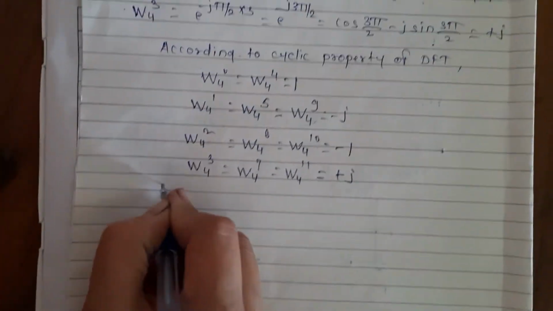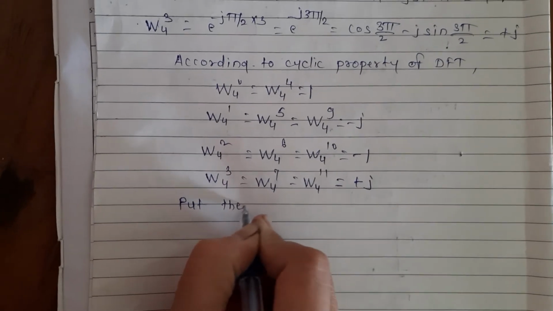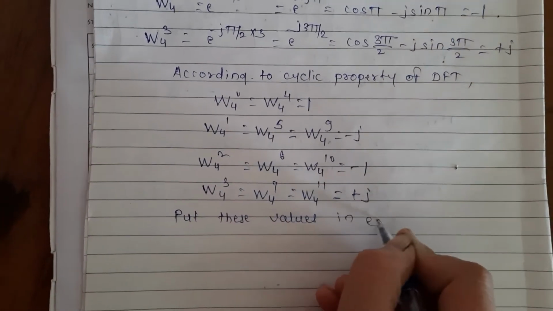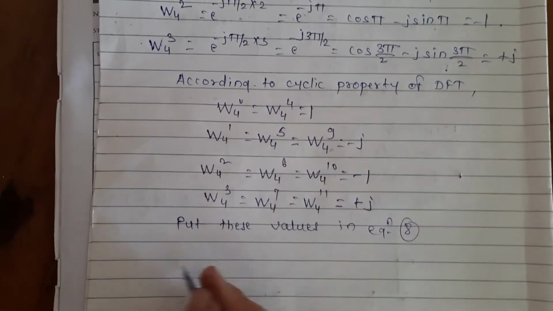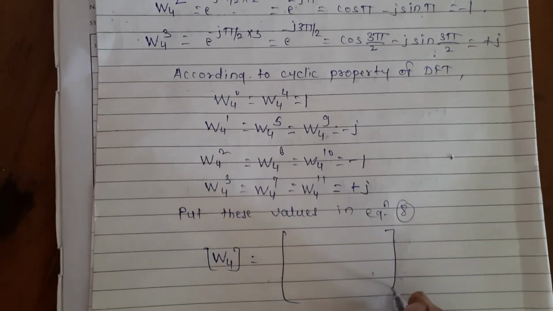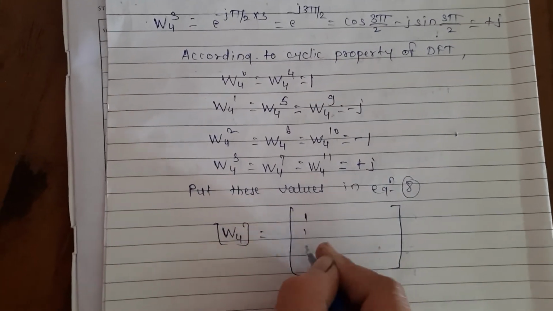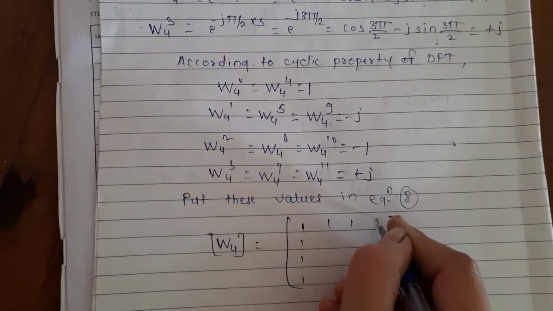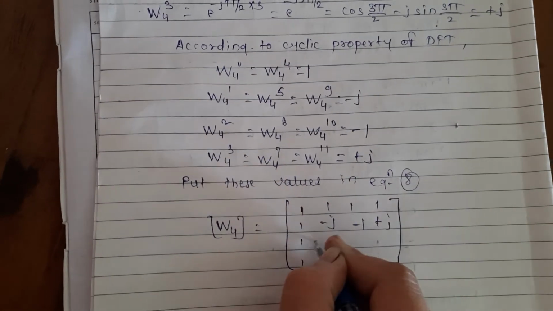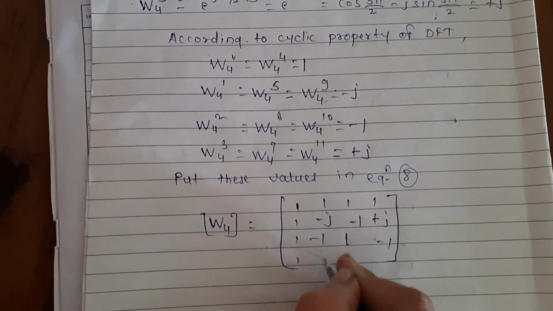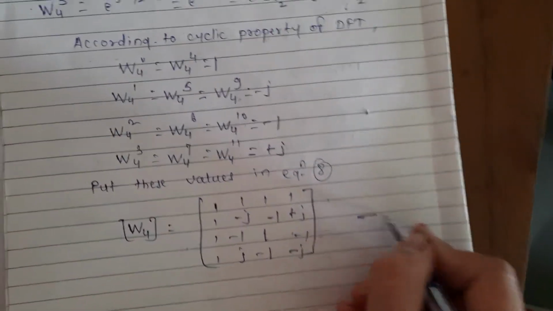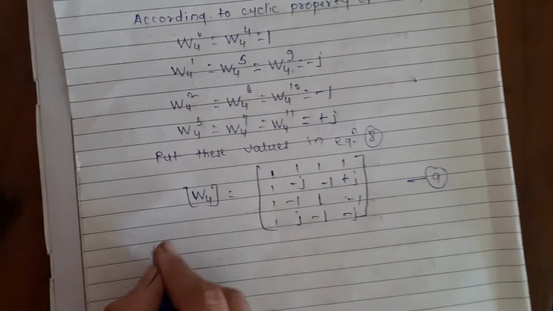Now put these values in equation 8. So the above matrix becomes 1 1 1 1, 1 minus j minus 1 plus j, 1 minus 1 1 minus 1, 1 j minus 1 minus j. Now this is equation 9.